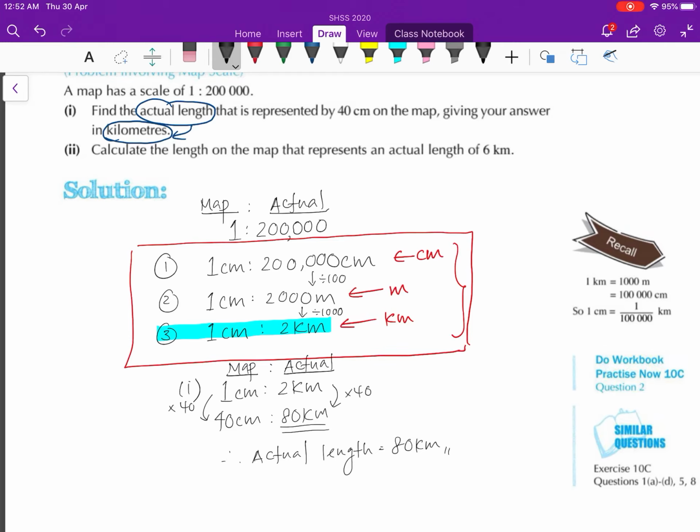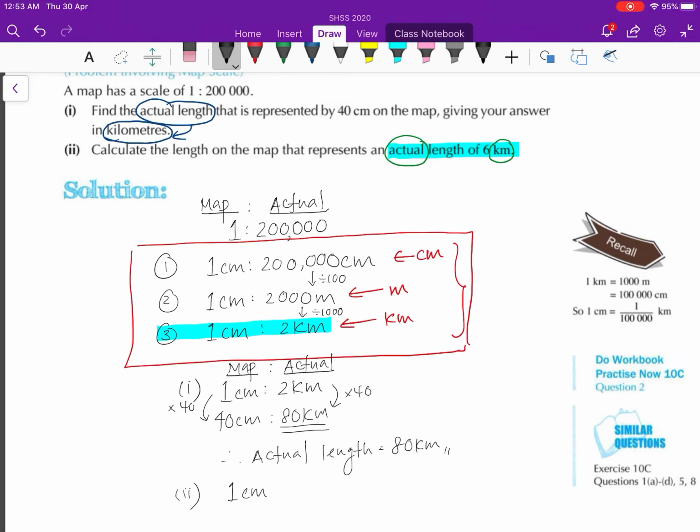That is part 1. Now, let's take a look at part 2. Part 2 says, calculate the length on the map that represents an actual length of 6 kilometers. Actual length is in kilometers. Actual in kilometers. 1, 2, and 3. Which one do I use? Again, I use number 3 because the actual length is already in kilometers.